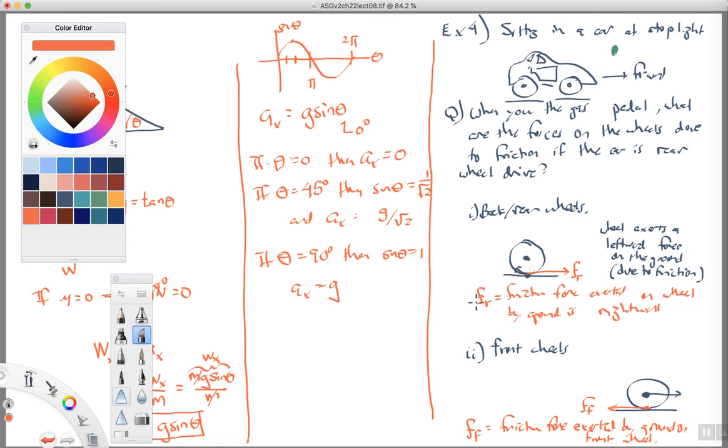Okay, I think I'll stop there, and we can pick up more of this discussion on Newton's laws next time.